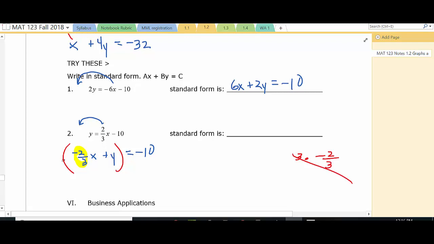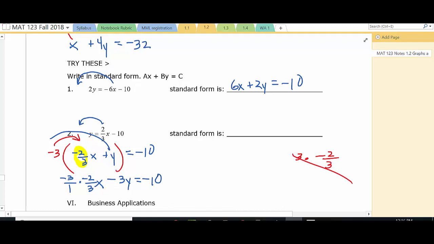Now, if I want this to become positive, how about if I multiply by negative 3? Wouldn't that make that positive? Because a negative times a negative is a positive, so that's the way I would do that, right? So if you do that, when you do the distributive property, you would go negative 3 over 1, you can do this in your head, times negative 2/3 x, and then minus 3y is equal to negative 10. Okay, that's how that goes, all right?